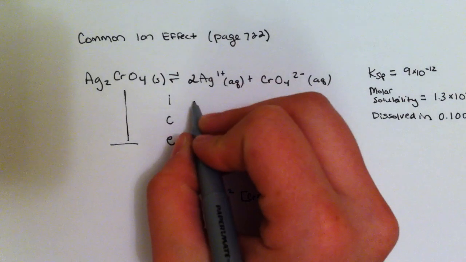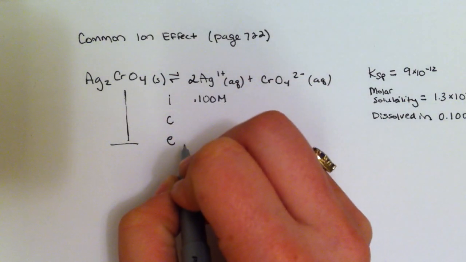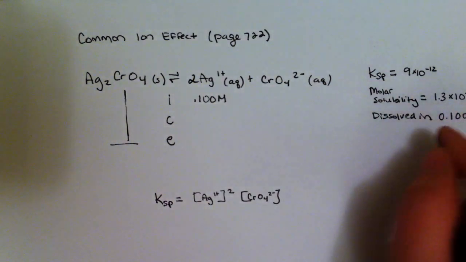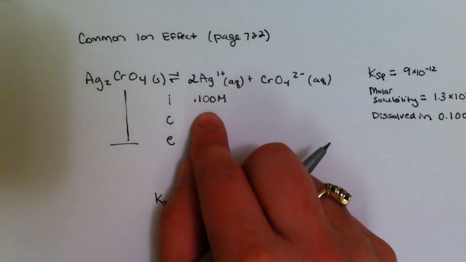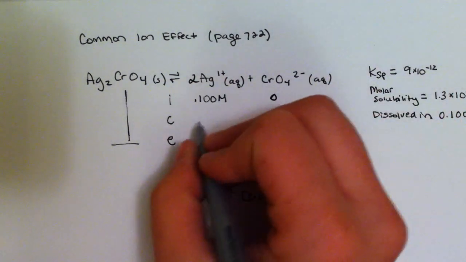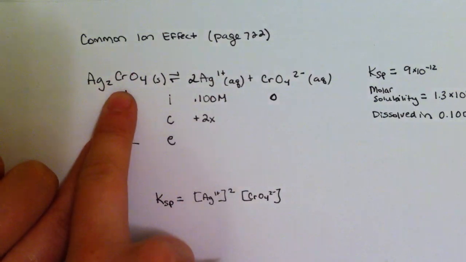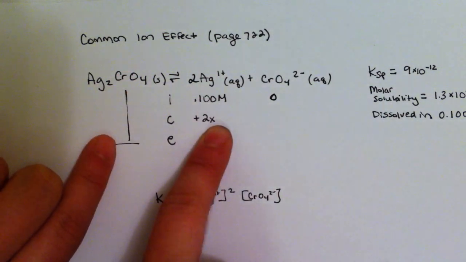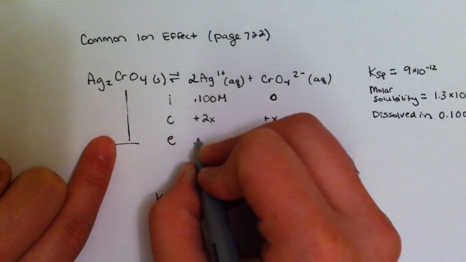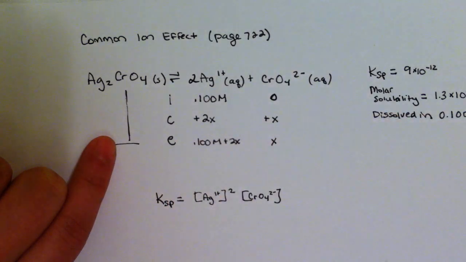So because of the common ion, I start out with 0.100 molar silver nitrate. But remember, the nitrate's a spectator ion. So I start out with that much silver, and I start out with no chromate. And then, you know the change line, we're going to add 2x because some of this is going to dissolve, and we're going to add x. So we're going to get 0.100 molar plus 2x, and we're going to get x.